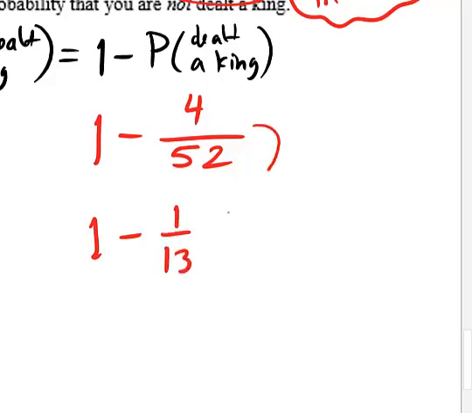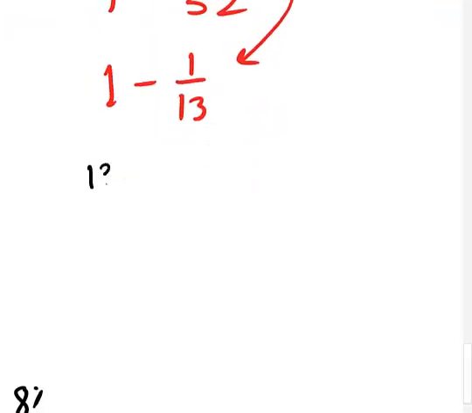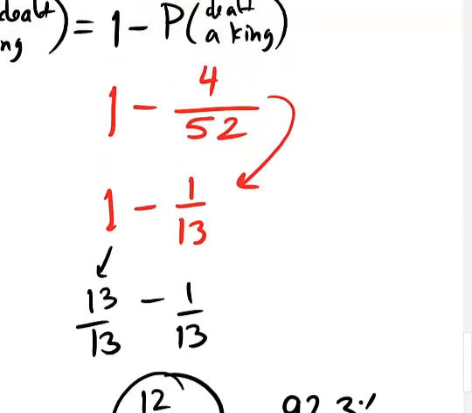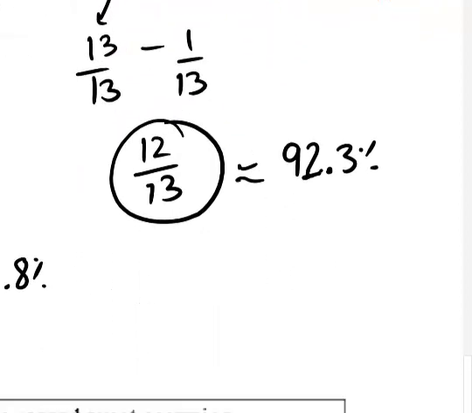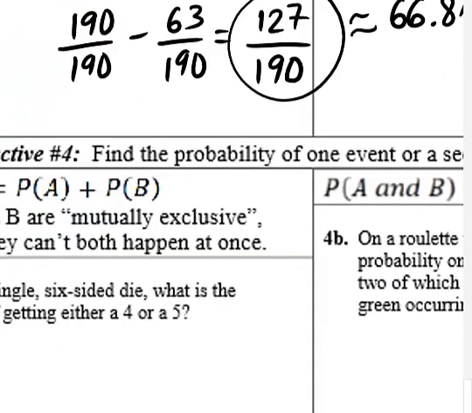So you could combine that with the 1 first and then reduce, or I like to reduce first. But 1, I can find a common denominator. 1 is the same as 13 over 13. I'm going to take 13 over 13 and subtract 1 over 13. That's 12 over 13. So I have a 12 out of 13 shot, or what's that in decimal form? If I make that a percent, about 92.3% chance of not getting a king. But I think since they didn't specify round to the nearest anything, they're going to want the fraction. So I just keep it as a fraction. All right. That's the first idea.